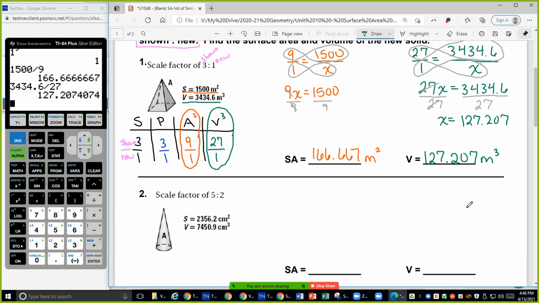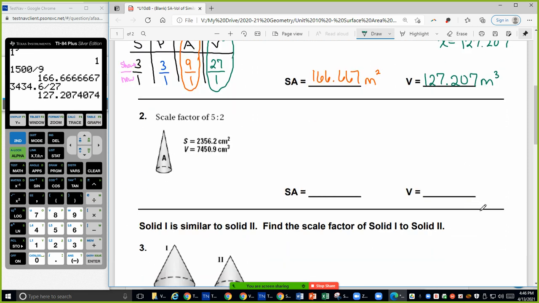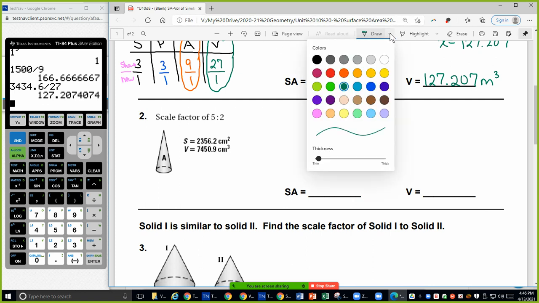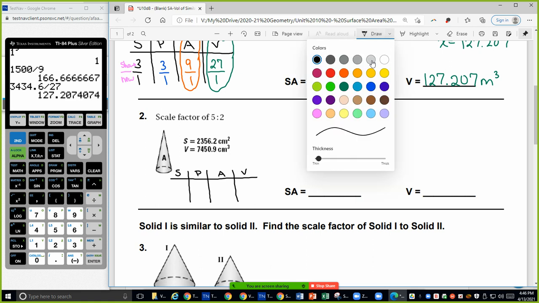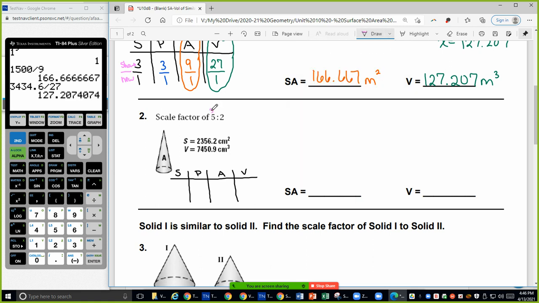All right, let's look at one more just like that. Okay, so for number 2, I'm going to start off doing the exact same thing. I'm going to start with my SPAV table. S-P-A-V. This time my shown to new is 5 to 2. So don't forget that my shown is the 5 and my new is the 2. And I'm going to do shown over new. So 5 over 2. That's the ratio of my scale factor or my sides.